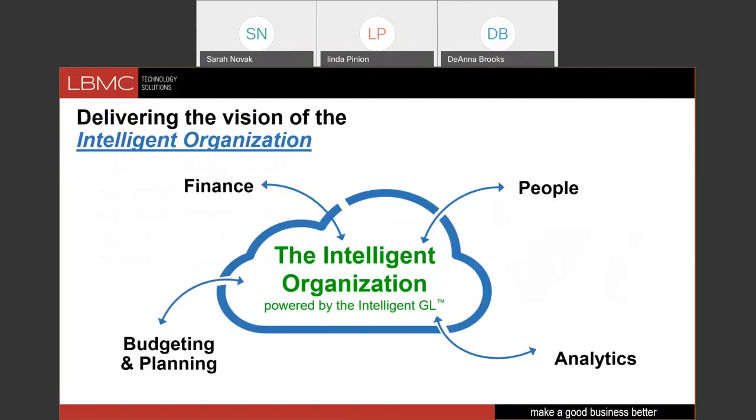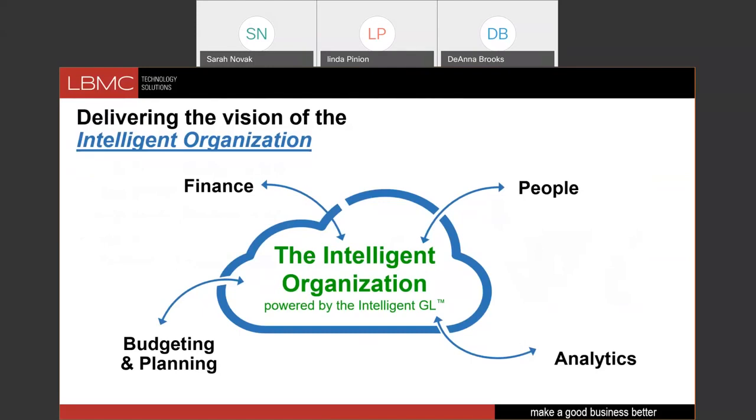But included in this intelligent organization are really 4 key components. One is around budgeting and planning. When you think about budgeting and planning, that's really a way for you to look at your resources, to look at how you're going to budget, maybe around headcount, so your people get involved in that decision process. The knowledge of the resources that you have can also help you impact your financial insights.